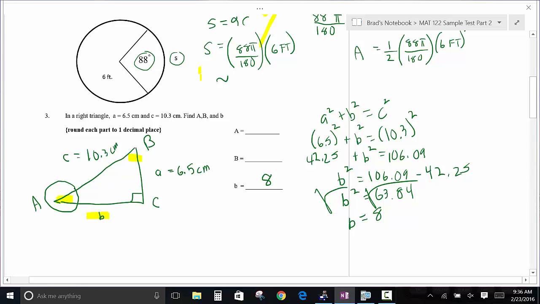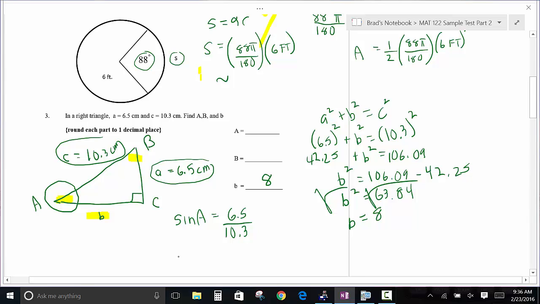Now, if you want to find an angle, I like to have students use what I gave you. You don't have to. But if you talk this out, what did I give you? I gave you opposite over hypotenuse. So which one is opposite over hypotenuse? The sine. So we say sine of angle A equals side opposite, 6.5, over 10.3.